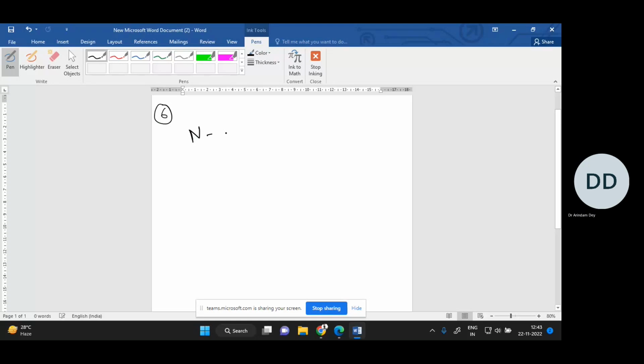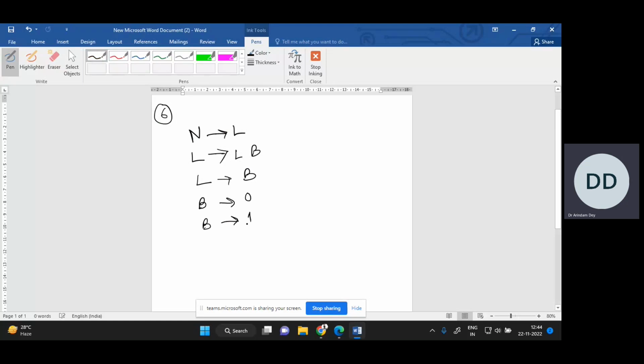Let N go to L, this is a production. I am giving an expression. I am not mentioning whether it is a syntactic definition or a translation; I hope you can guess what it is. Now, L can generate L1 B, or in the sense you can take it as LB, or L can generate even B, and B generates 0, or B can generate 1.